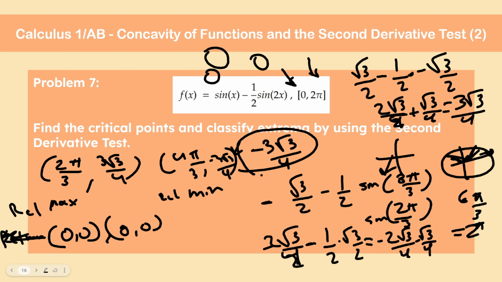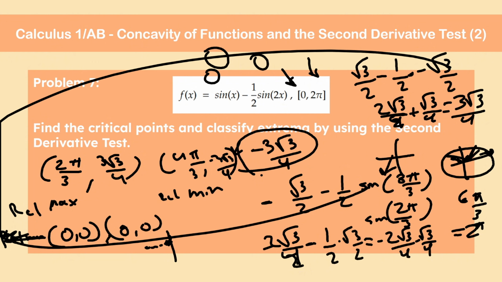But these are not relative minimum or maximum because they occur at the endpoints and there are no other values to compare to. So we know that the relative maximum occurs at the point 2 pi over 3, 3 square root of 3 over 4, and that the relative minimum occurs at 4 pi over 3, negative 3 square root of 3 over 4, and that is going to be our final answer.